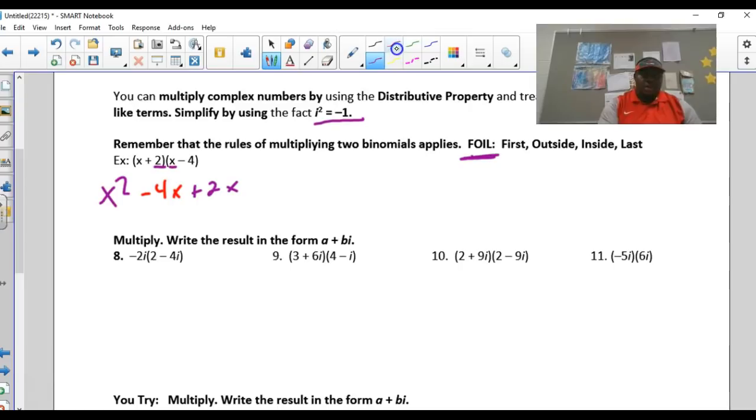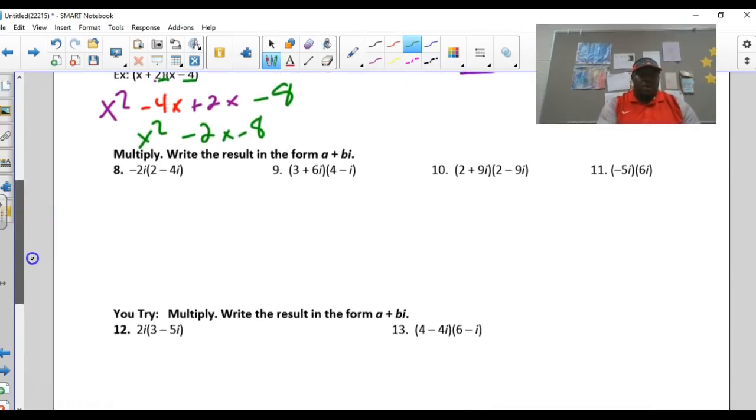And then we have last, all right, the last two terms of each binomial. All right, so we have 2 times -4 is -8. All right, now we simplify this. All right, we have x squared -4x plus 2x is -2x, minus 8. All right, so that right there would be our polynomial, for these two binomials if you multiply them. All right, so again, you do the same exact thing with these imaginary complex numbers.